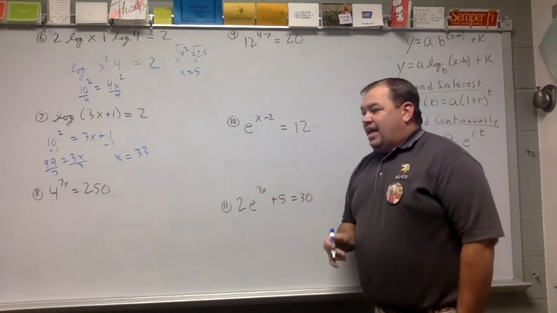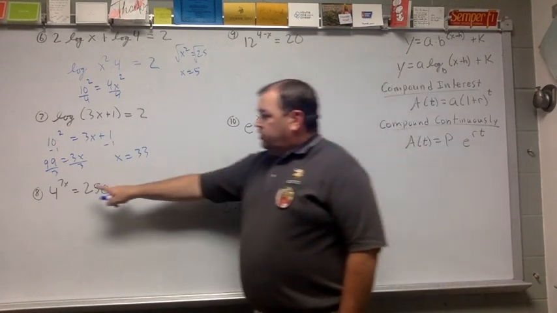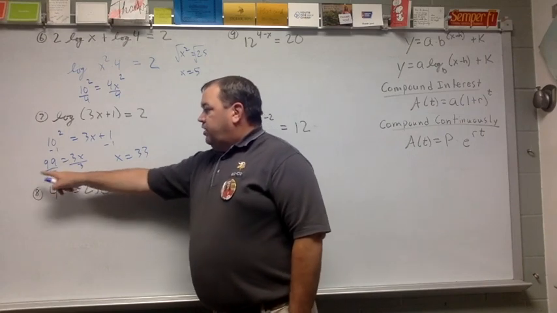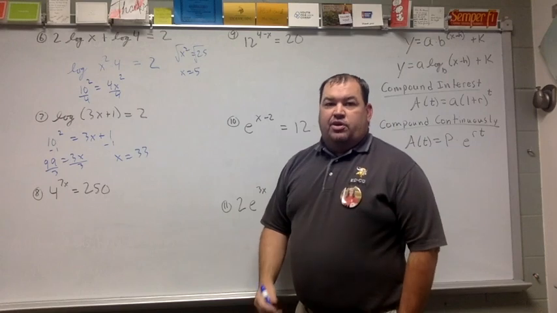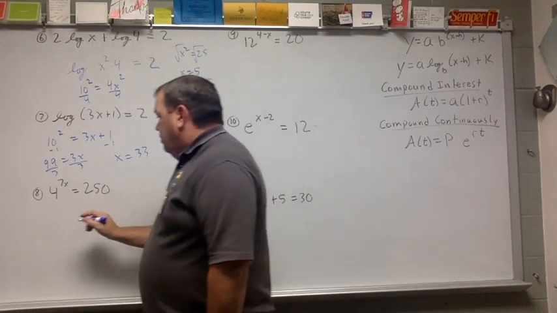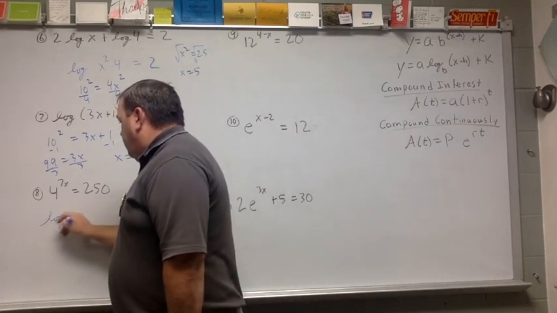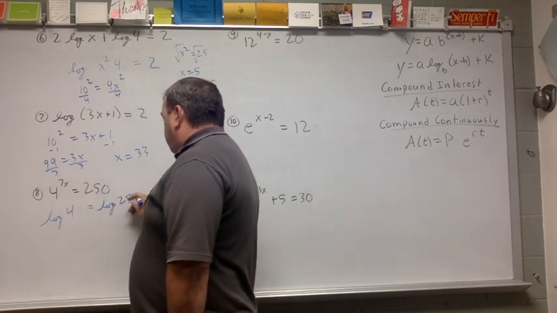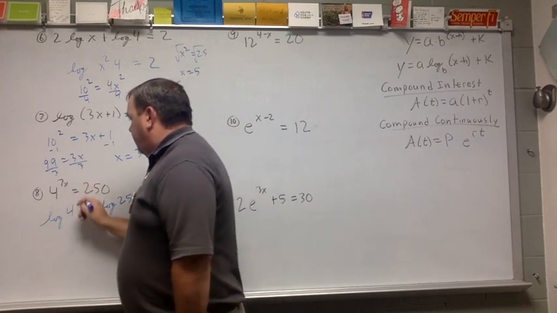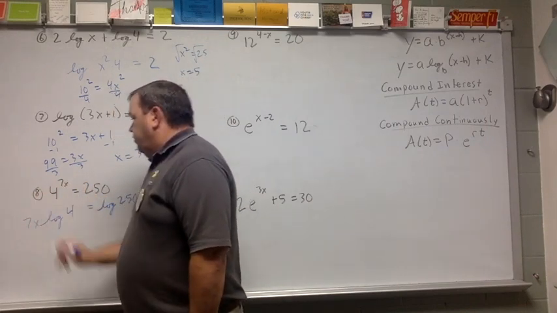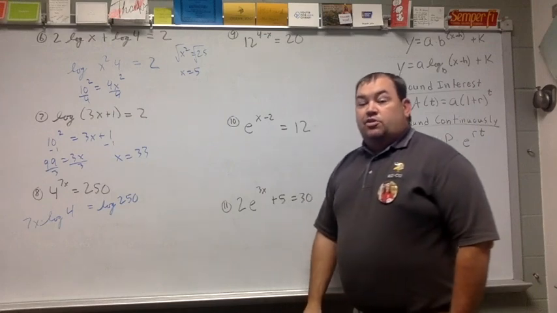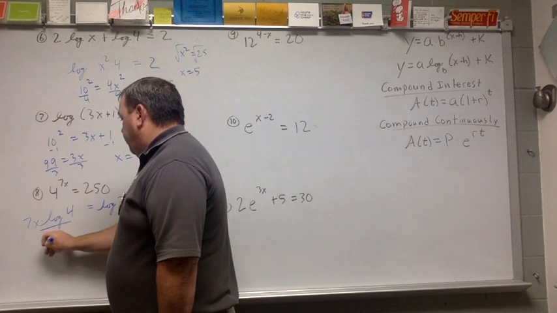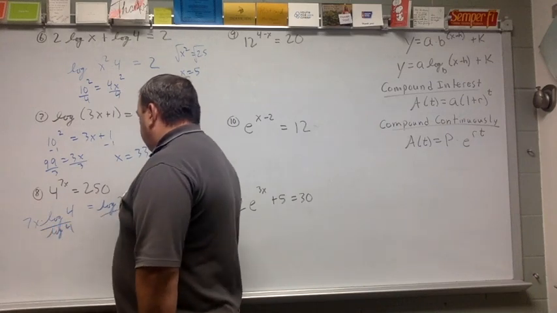Now in number 8, I have an exponential, but notice that my variable is in the power. I need to be able to bring that down, but I can only bring that down if there's a logarithm. So I'm going to put a logarithm into this problem. That will allow me to bring this 7x down in front of the logarithm, and now I can start my solving. They're multiplying by a log of 4, so I'm going to divide by a log of 4.